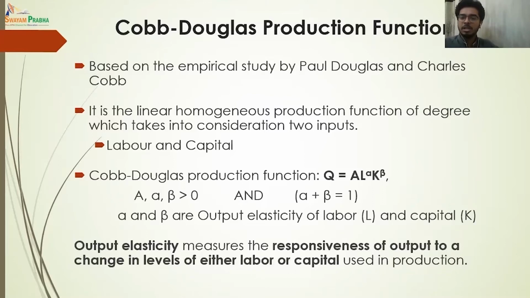So over here, L to the power alpha, K to the power beta, instead of beta we can also write K to the power 1 minus alpha, because beta is nothing but 1 minus alpha. So we can write Q equals L to the power alpha, K to the power 1 minus alpha, but not on all conditions. We will learn that later, probably in the last slide.